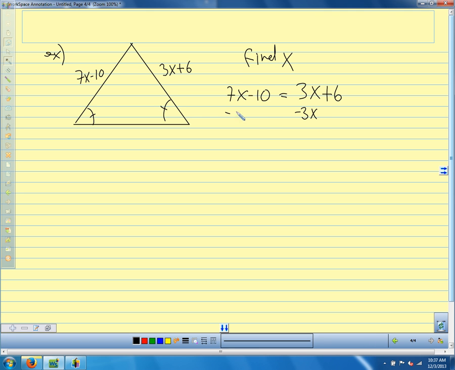So let's go through that. Minus 3x. So I get 4x minus 10 equals 6. Add 10. 4x equals 16. And we figure out that x equals 4. Questions there?